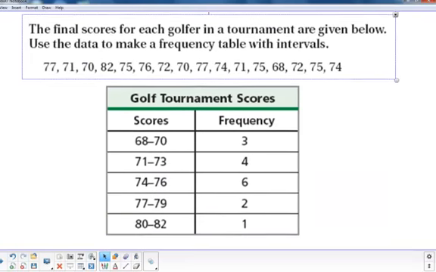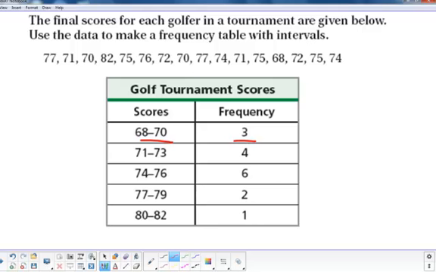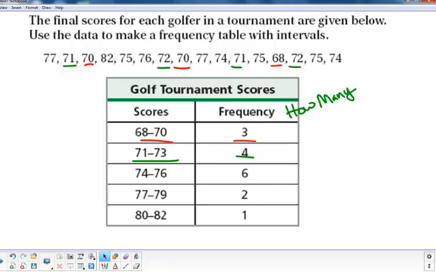Frequency tables means how often something occurs. So in this set of data, there are 3 scores between 68 and 70. That's right here, 68, and then there should be 2 70s. Those 3 scores are accounted for right there. If we look at the 4 scores between 71 and 73, we have 1 of them, 2 of them, 3 of them, 4 of them. So frequency is how often something occurs.